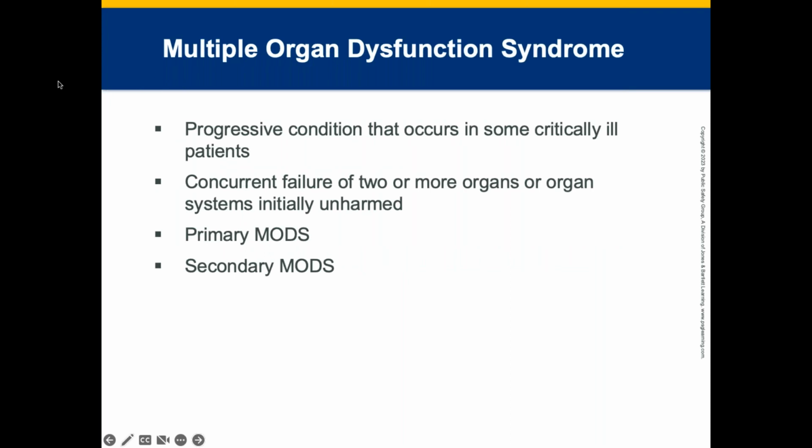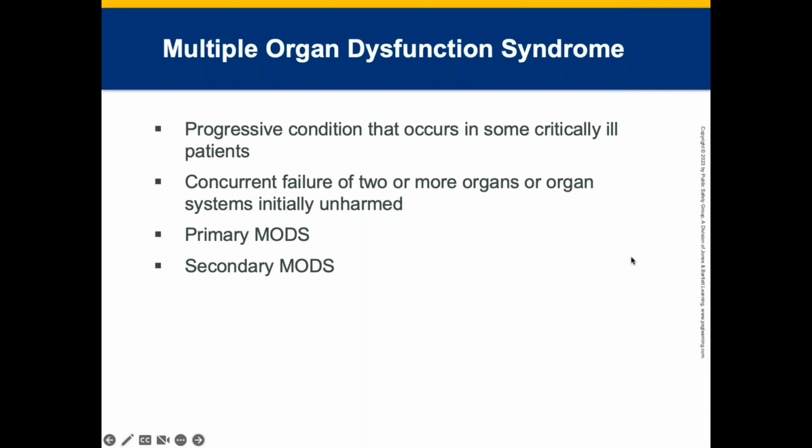So here's MODS, which we kind of talked about a little bit in sepsis, which is multiple organ dysfunction syndrome. MODS is a progressive condition that occurs in some critically ill patients. So concurrent failure of two or more organs or organ systems that were initially unharmed. Respiratory, hepatic, renal, hematologic, neurologic, and cardiovascular systems are surveyed in diagnosing MODS. Overall mortality rate varies widely depending on the underlying etiology and ensuing diagnosis and treatments.